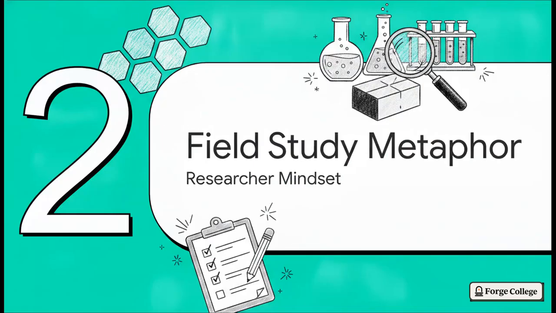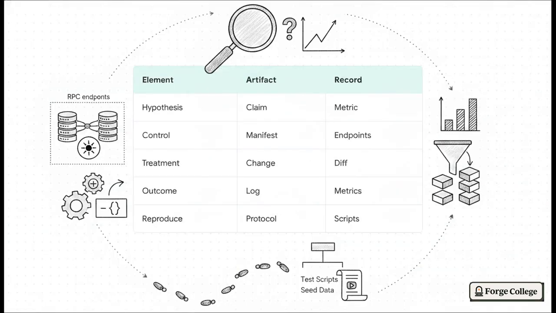Section 2. The field study metaphor. Adopting a researcher mindset. Now, it's honestly kind of amazing how perfectly traditional scientific concepts map right onto our Solana integration artifacts. Think about it. In a lab, you have a hypothesis. In Web3, that's your explicit claim about a metric. Control variables? Well, those are your exact RPC endpoints and client versions. The treatment is simply your code diff. The outcome maps to your raw, aggregated metrics. And reproducibility, that's your step-by-step test scripts. It is literally the scientific method applied directly to the blockchain.